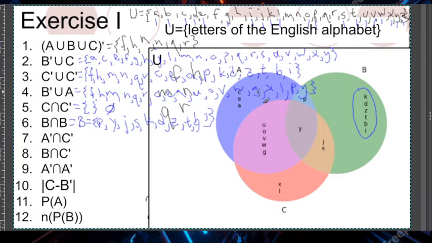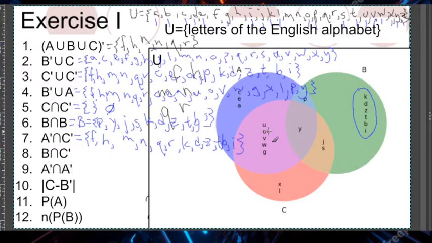So what is that? Everything outside these two. So I've got basically this one and that one over there. So that's going to be F, H, M, N, Q, and R, K, D, Z, T, E, and I.